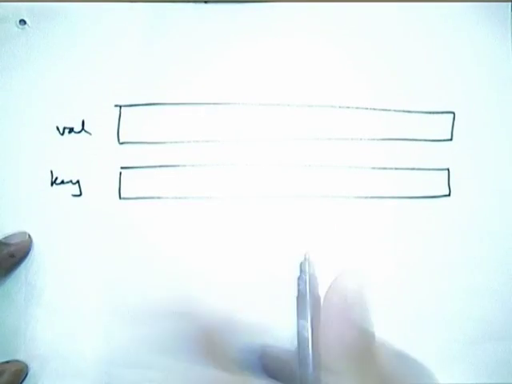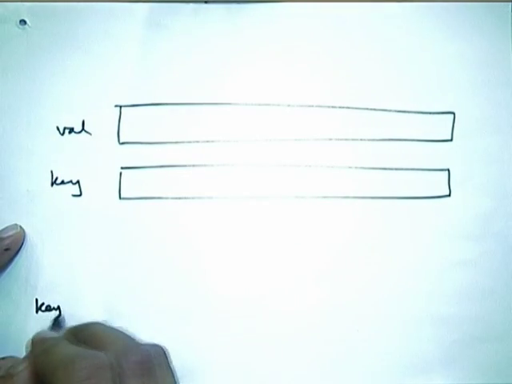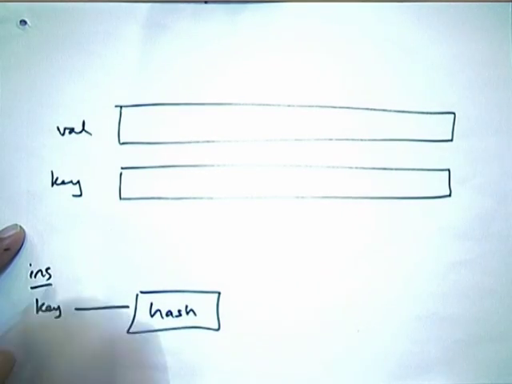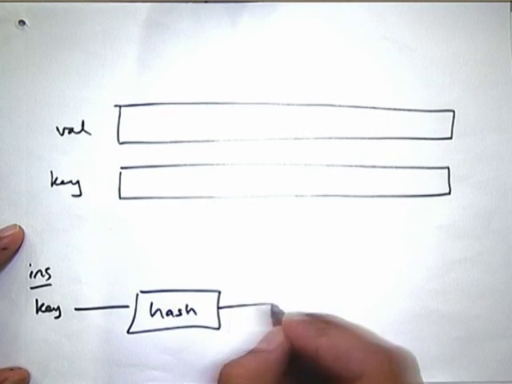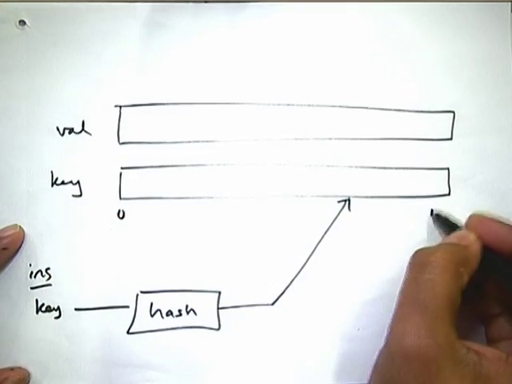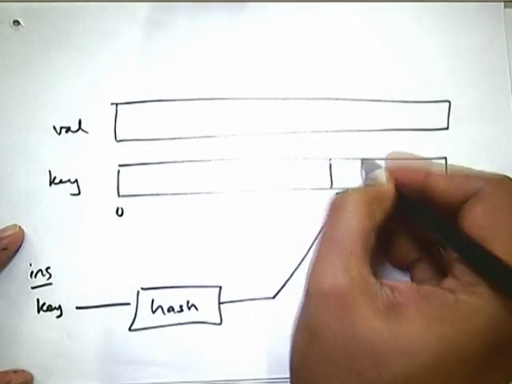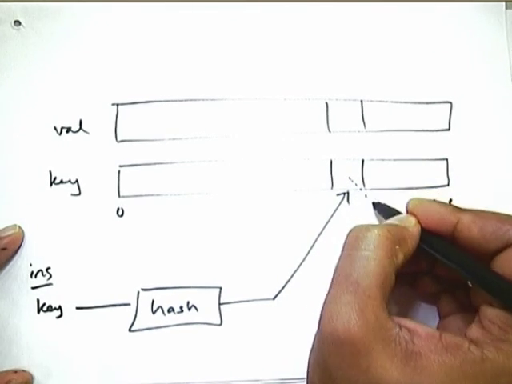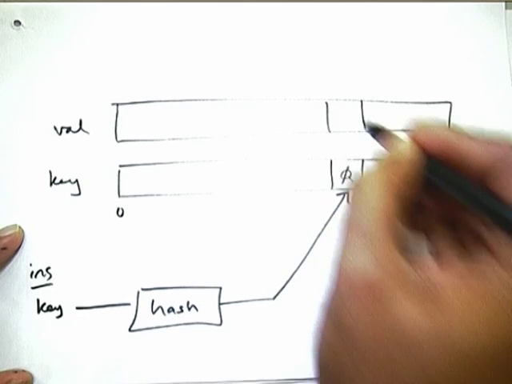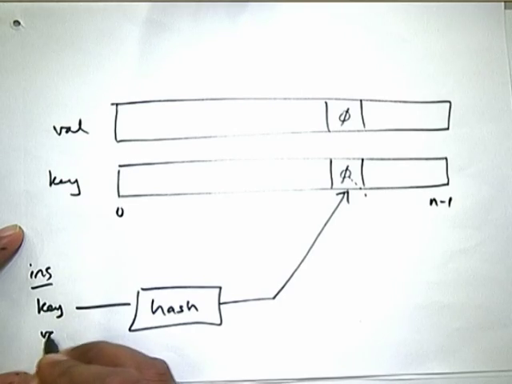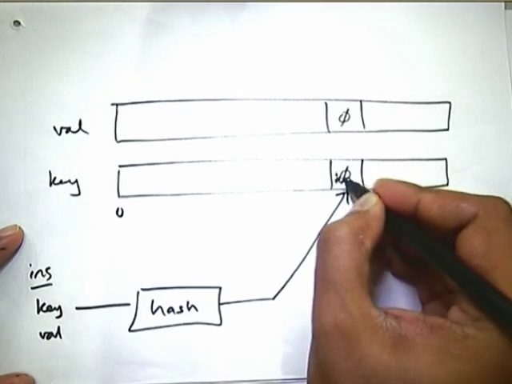And val may be empty, okay, so we'll just use a simple thing. Here's a key which comes in, you hash it. Let's say I'm inserting the key. That's the action. I hash it, and let's say I find this is the hash value, one cell between 0 and n minus 1. I look at this cell, if the key is empty, let's say empty is represented by null or something, and value is empty, then I have to insert key with value. So I place key in here and value in there.